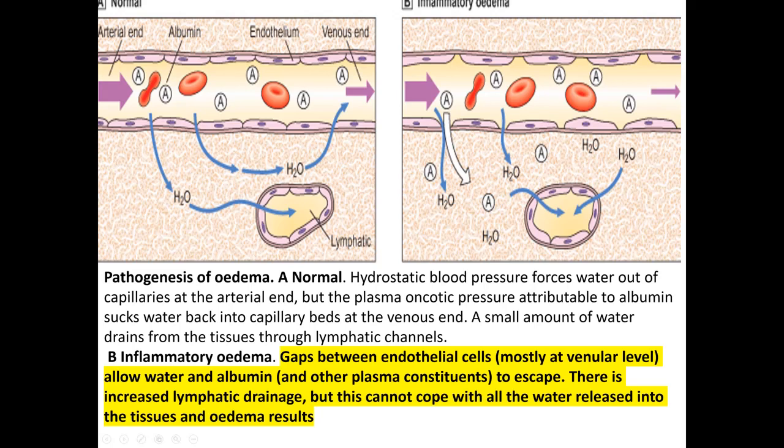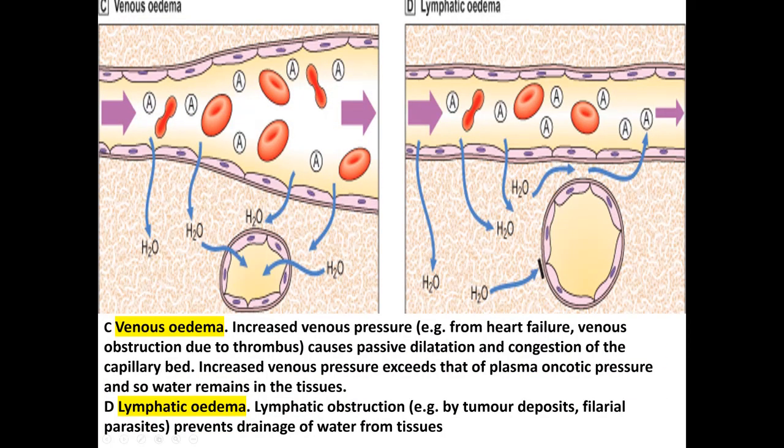edema results. Venous edema: increased venous pressure from heart failure, or venous obstruction due to thrombus, causes passive dilatation and congestion of capillary bed. With the result, there is increased venous pressure which exceeds that of plasma oncotic pressure, and so water remains in the tissues. Lymphatic edema: lymphatic obstruction by tumor deposit or filarial parasite prevents the drainage of water from tissues.